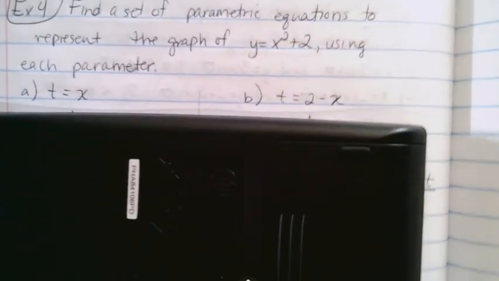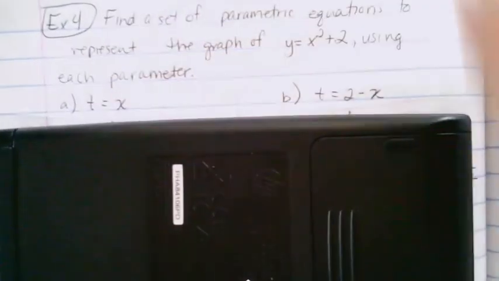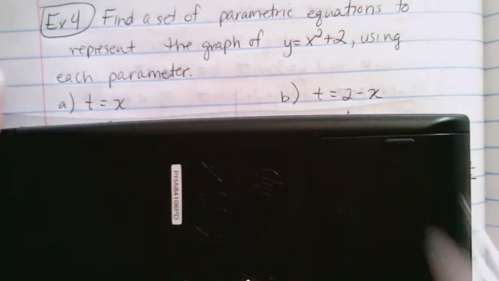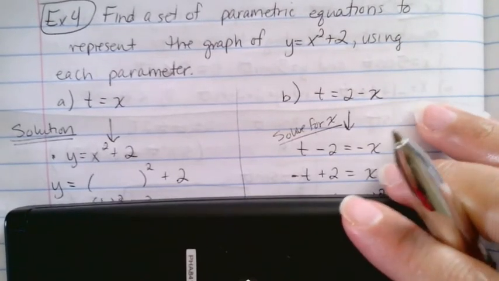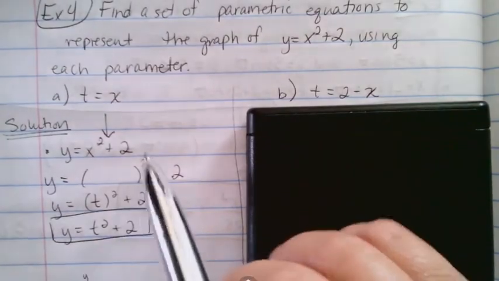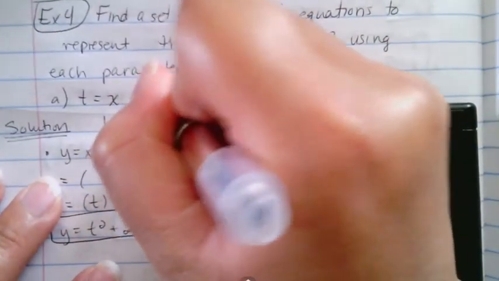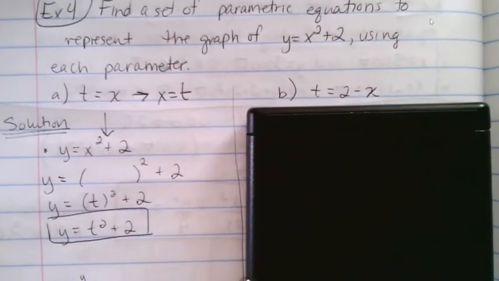We have: find a set of parametric equations to represent the graph of y equals x squared plus 2 using each parameter. So for this one, we're actually going to be rewriting some of these by doing the following. We have these two equations, and I'm going to plug some stuff in. So let's look at letter A first. Since t is equal to x, that means that x equals t. So there's really not too much work to do for this one.